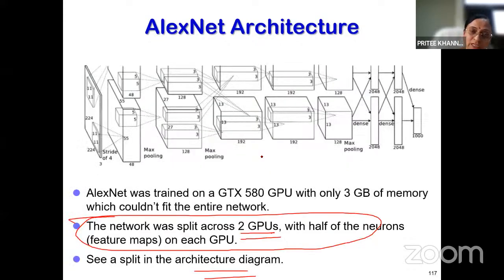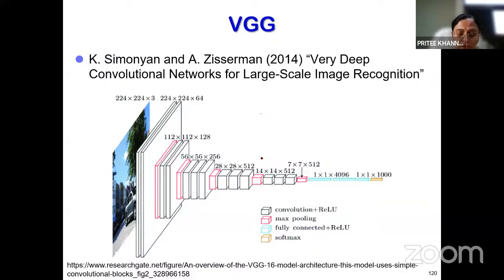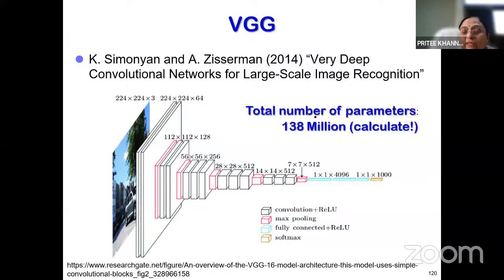So instead of using 11 cross 11 filters with a stride of 4, VGG uses small filters, 3 cross 3 with a stride of 1. Because of this, there are 3 ReLU units instead of just 1. So the decision function becomes more descriptive, right? So what they did is they added the number of layers, but reduced the size of the filter. Here you can see this is your network. And what is the total number of parameters here? It's 138 million.